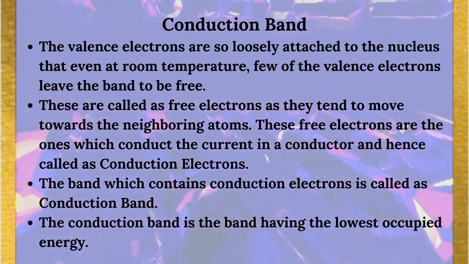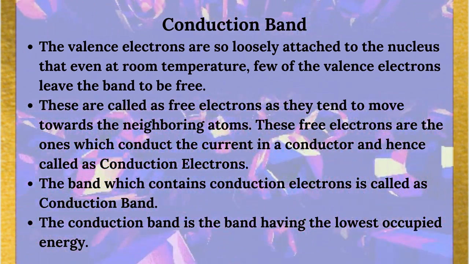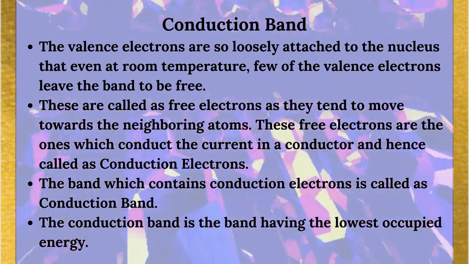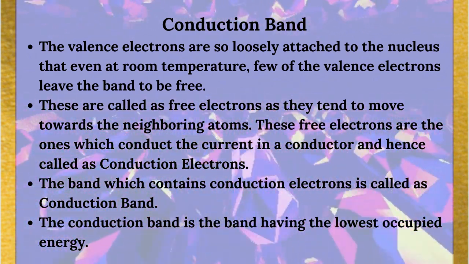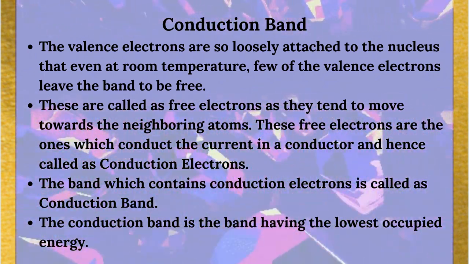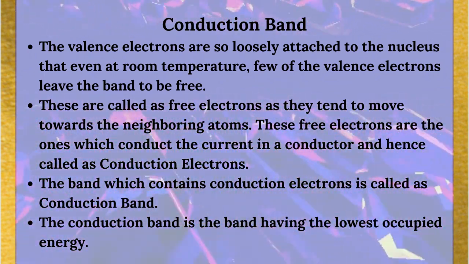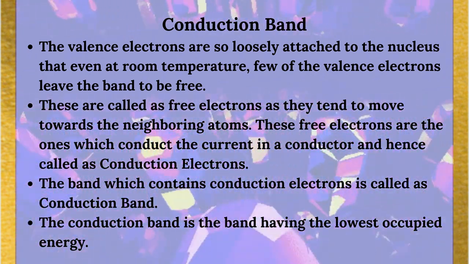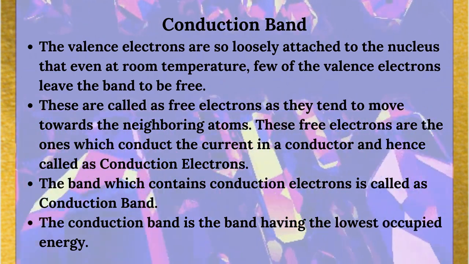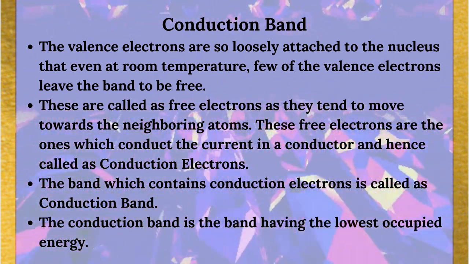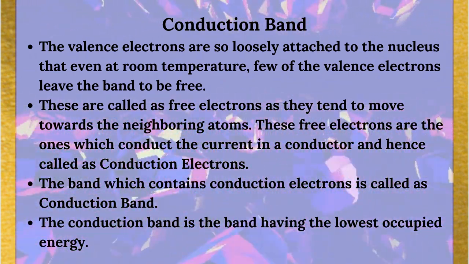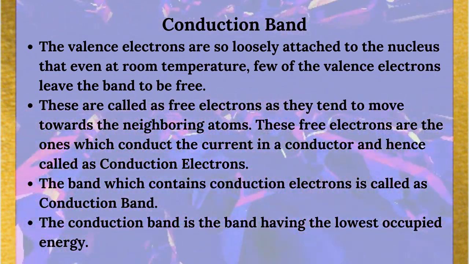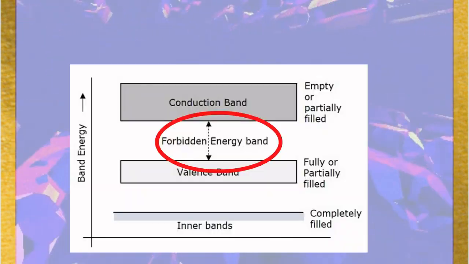These are called free electrons as they tend to move towards the neighboring atoms. These free electrons are the ones which conduct the current in a conductor and hence are called conduction electrons. The band which contains conduction electrons is called the conduction band. The conduction band is the band having the lowest occupied energy.